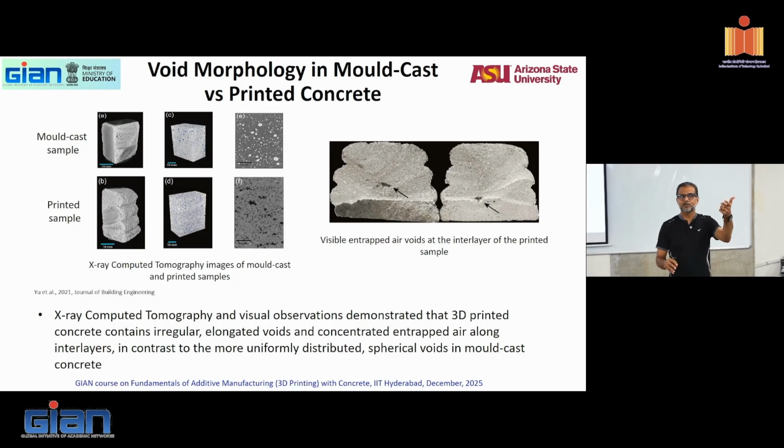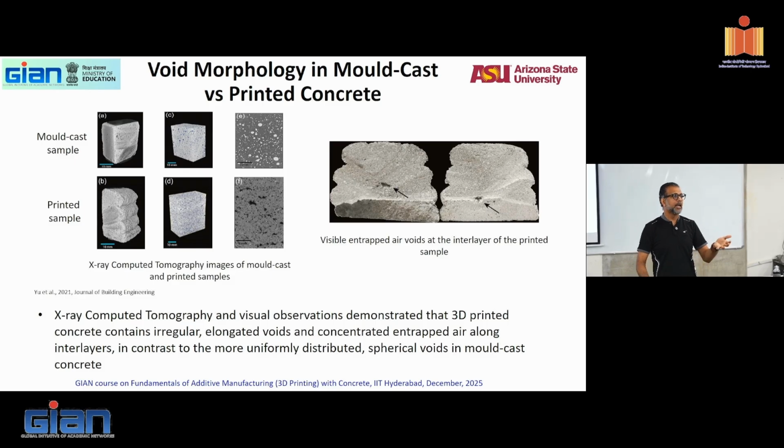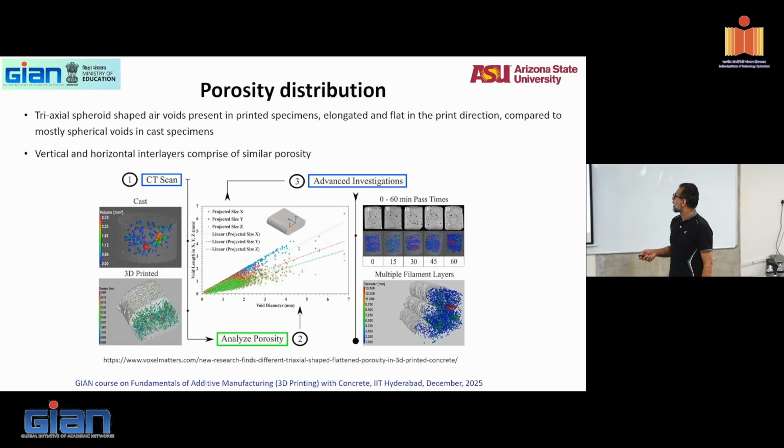Not that the bulk has become much better. The bulk voids will be there as the bulk voids. But then, like I said, there is no point in making the bulk really good if you can't control the interface. Because at the end of the day, a chain is only as strong as its weakest link. The interface will fail.